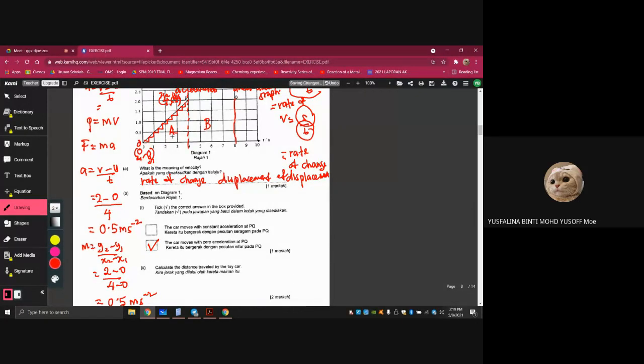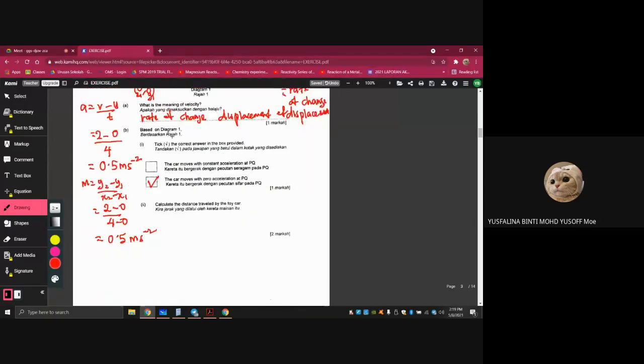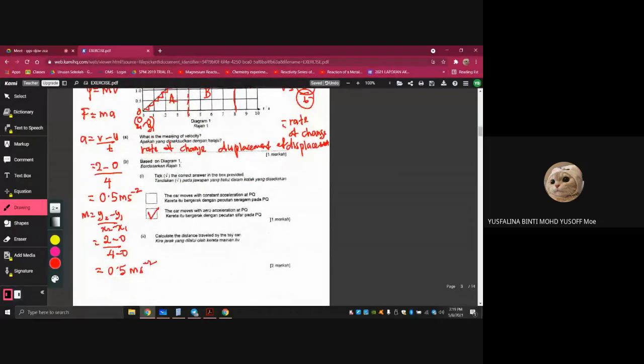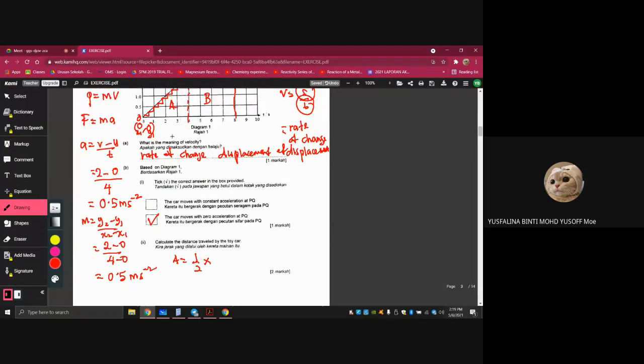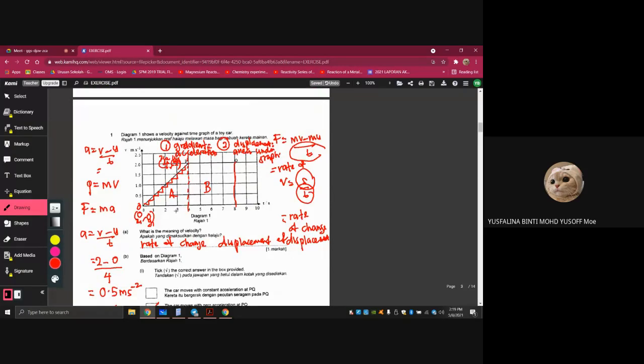For me, I will use A and B. So I divide it into sections. A is the triangle, half times... what is the base here? It is 4, right?